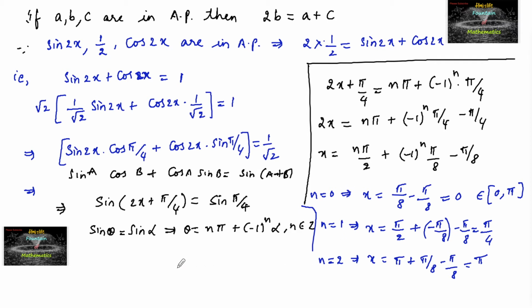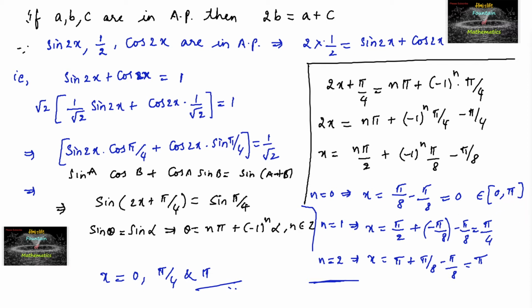So n is equal to 0, n is equal to 1, and n is equal to 2. For the three values you are getting x is equal to 0, x is equal to pi by 4, and x is equal to pi. So these are the three solutions in 0 to pi.